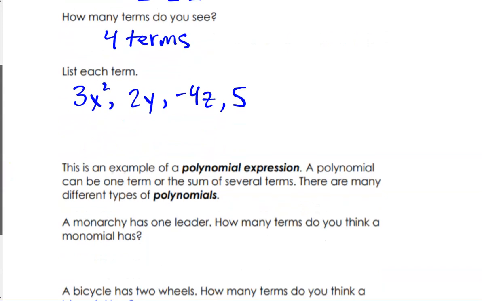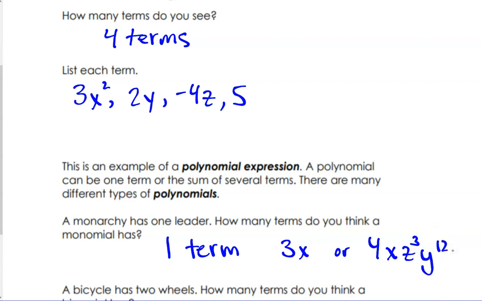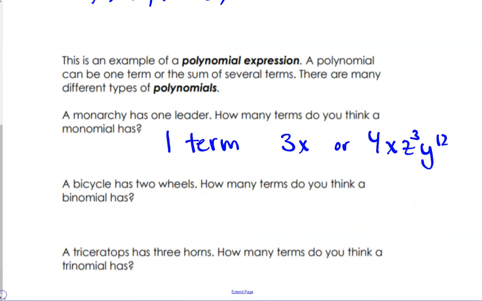This is an example of a polynomial expression. A polynomial can be one term or the sum of several terms. There are many different types of polynomials. We're going to start off by naming them based off of how many terms they have. If a monarchy has 1 leader, then how many terms do you think a monomial is going to have? It's going to have 1 term, like 3x or 4xz cubed or y to the 12th. That is 1 term. That is a monomial.